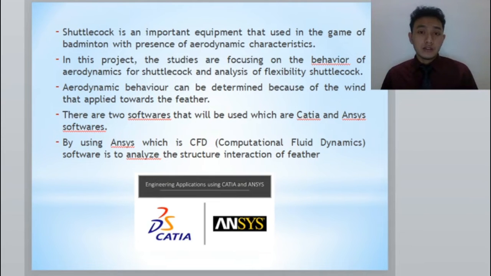In this project, the shuttlecock is a very important piece of equipment used in the game of badminton, with the presence of aerodynamic characteristics. The study focuses on the aerodynamic behavior of the shuttlecock and the analysis of the flexibility of the shuttlecock. Aerodynamic behavior can be determined by the wind applied towards the feather. There are two software that will be used, CATIA and ANSYS. ANSYS, which is CFD, computational fluid dynamics software, is used to analyze the structure interaction of the feather, while CATIA is for the design of the feather.